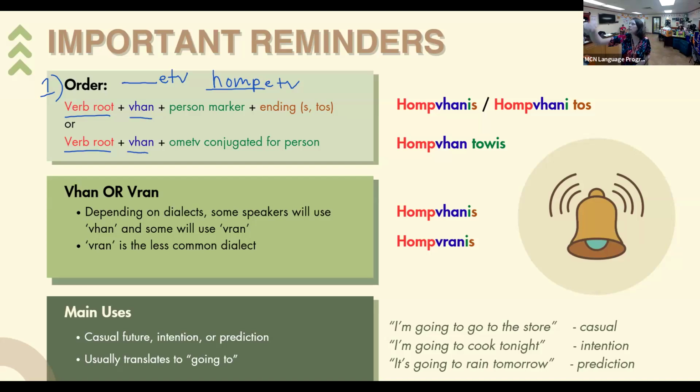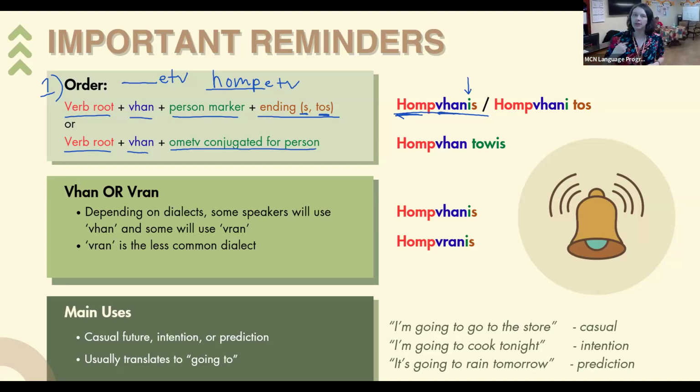Then we have two different options. If you remember last time we talked about style 1, style 2, and style 3. Style 1 and 2 use either the ending s or the ending dos. So it's person marker and then that ending. Versus style 3 uses the omida conjugation for the person. The examples I have right here are hombahanes. So verb root homb, ahan, our person marker is the I for I, and then S for just statement.